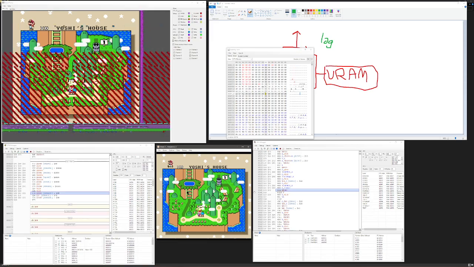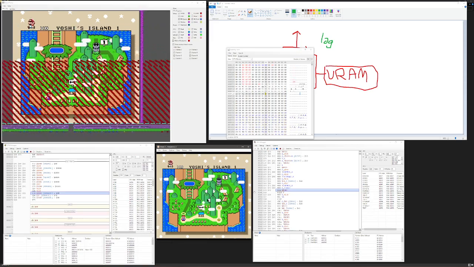Also, I like how Mario has a halo and is sliding. I must have deleted all his lives.